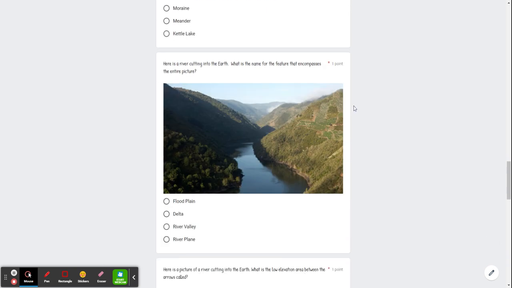Number 9, here is a river cutting into the earth. We have a picture of a river and hills on either side. What is the name of the feature that encompasses this entire picture? Is that a floodplain, a delta, a river valley, or a river plain?